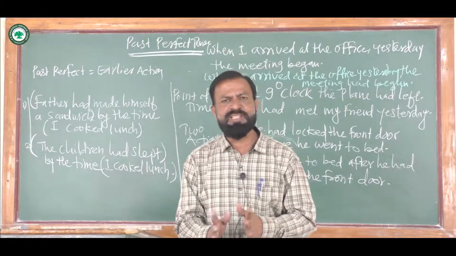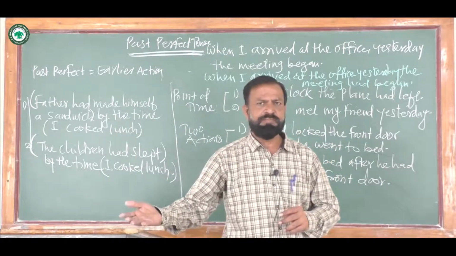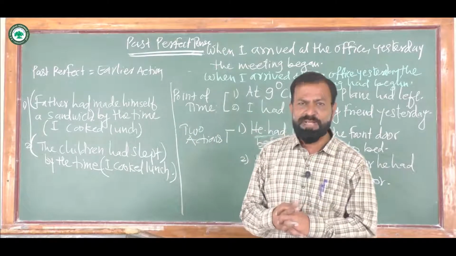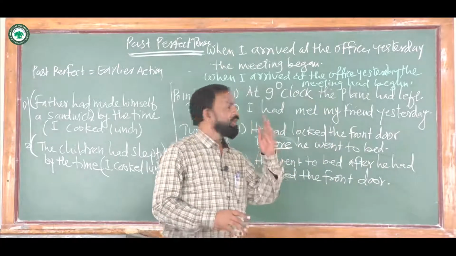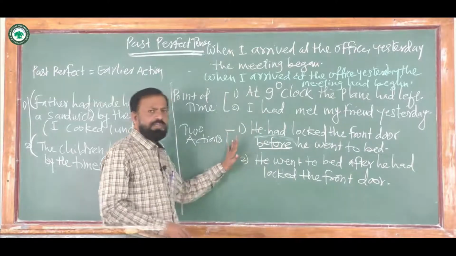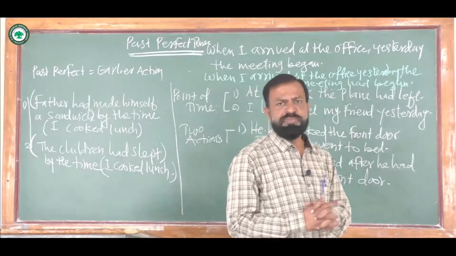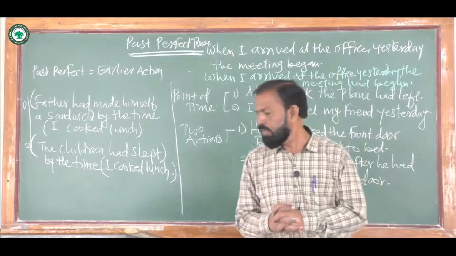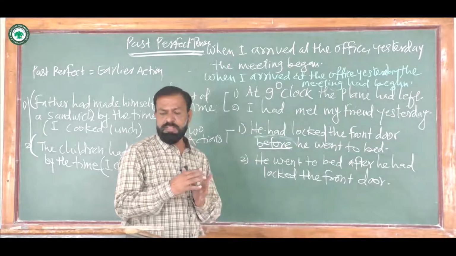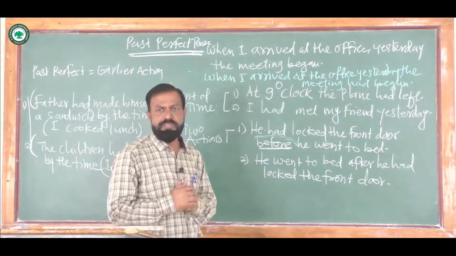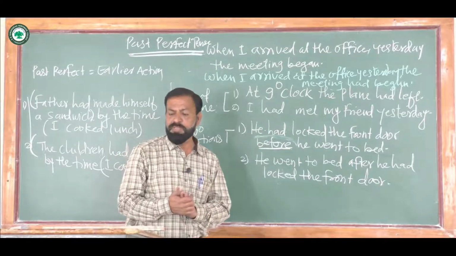Simple past tense is used to show the action that takes place later, while the past perfect tense is used to show which action takes place earlier. Now, when we describe the two actions, sometimes we have to use adverbs like before and after. So here again we have the examples.